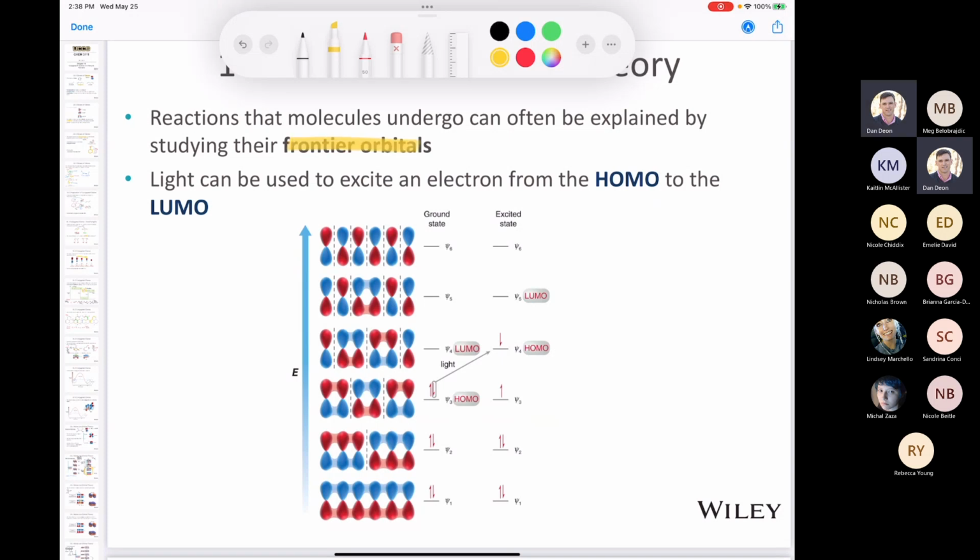And frontier molecular orbitals are the highest occupied molecular orbital, so the highest energy molecular orbital that has electrons in it, which in this case would be Psi3, and the lowest unoccupied molecular orbital, that's the LUMO, that's this one here, the lowest energy one that doesn't contain any electrons. So we have the HOMO and the LUMO, and a lot of interesting reactions occur by, and can be explained by studying the HOMO and the LUMO. But again, we're not going to worry about that in this class.